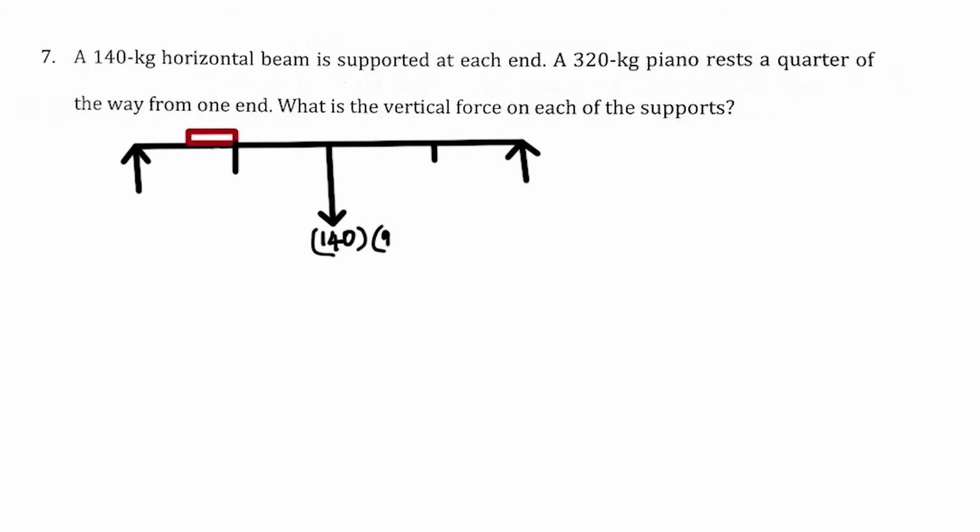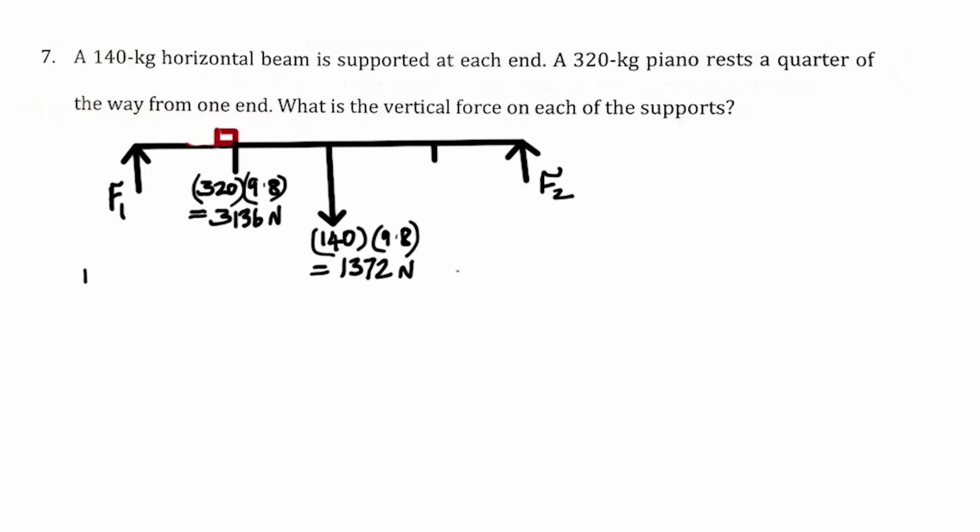All right, let's label the forces. So that's 140 times 9.8. That gives you the weight, and it's acting right through its center. This is F1, this is F2. And I had to think about it and say, hey, let me move the piano, make it smaller. So the weight of the piano is 320 times 9.8, which gives 3136 Newton.